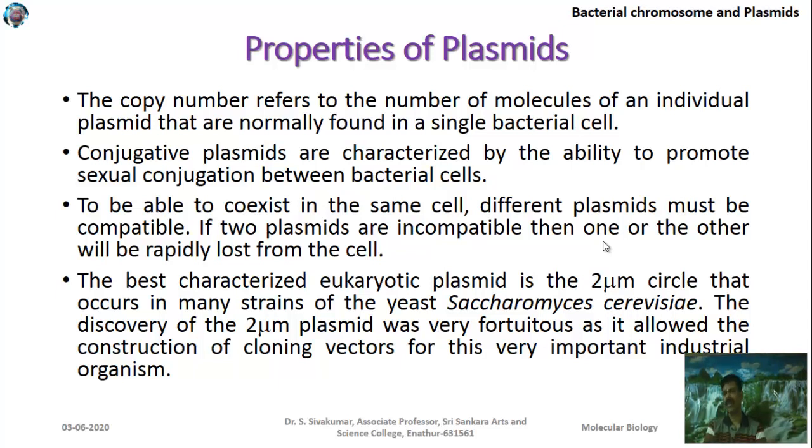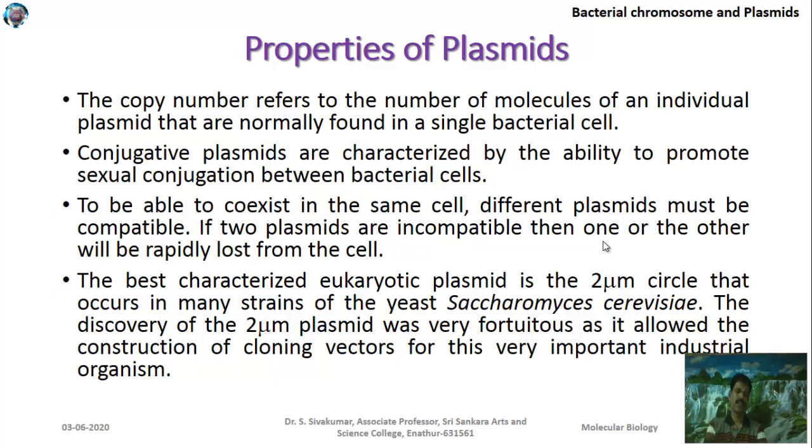For example, copy number. The copy number is that in any bacteria of a particular species, of a particular strain, the number of plasmids is uniform. So they are maintaining that number of copies. Say, for example, in E. coli, a particular plasmid, pBR or some natural plasmid, like the 2 micron circle or any other natural plasmid present in a bacterium, it maintains its number. That is known as the copy number: the number of molecules of an individual plasmid that are normally found in a single bacterial cell.